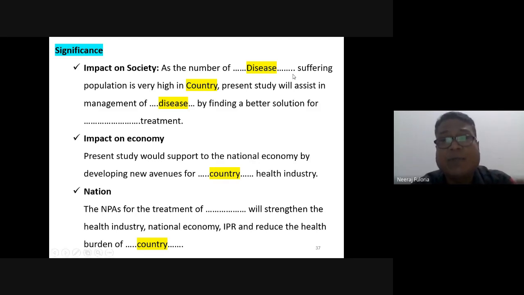Society, as the number of people suffering from disease is very high, with corona, with cancer, with diabetes. So the present study will assist in management of that particular disease by finding a better solution. Impact on economy is you will support the national economy because you are reducing the health burden on the country. I mean, you will assist the national economy. So thereby for the nation, it will strengthen your health industry, your national economy, your IPR, because when you produce some product, you are assuring you will go for patenting also, commercializing also. That means it will enhance the national economy and the growth of the country.